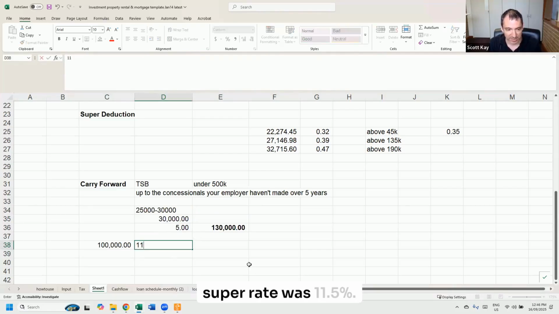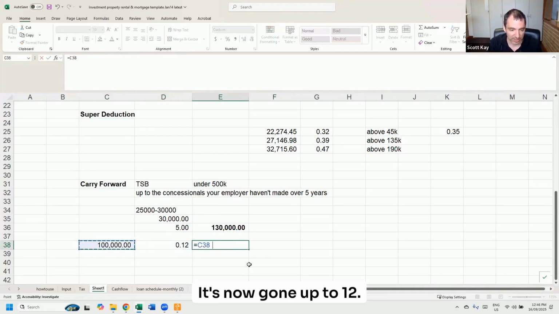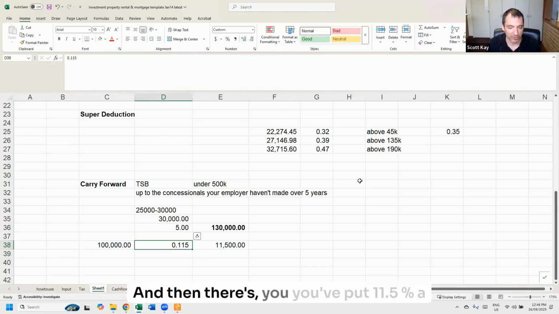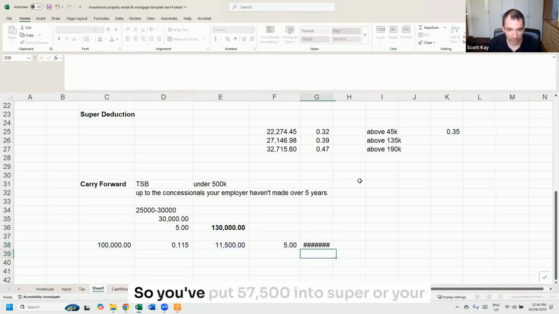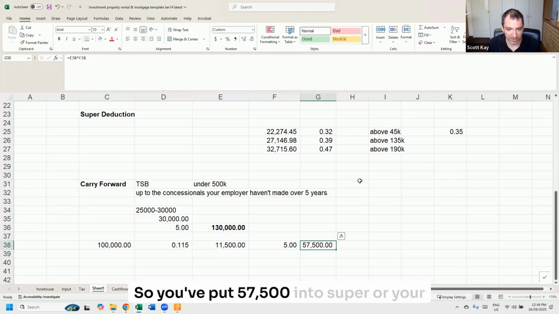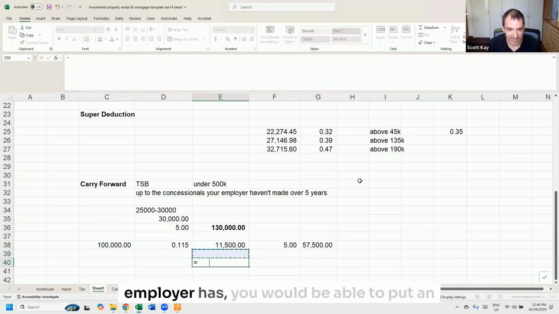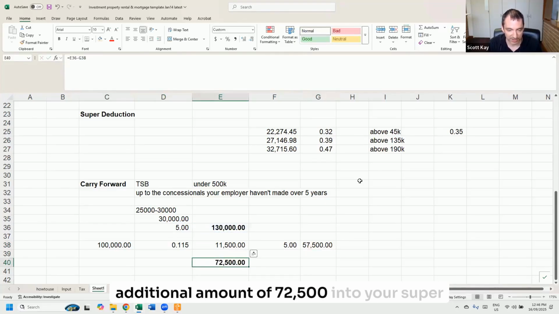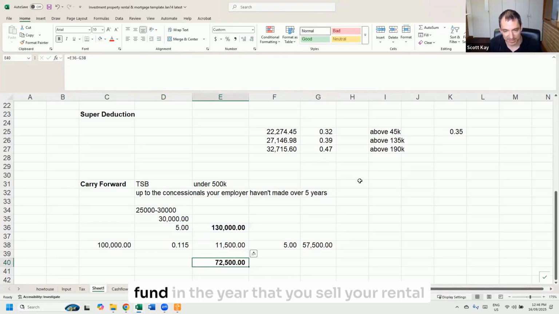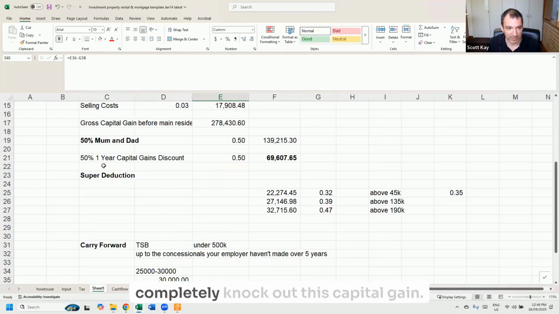and the average super rate was 11.5%. It's now gone up to 12. And then you've put 11.5% a year over 5 years. So you've put 57,500 into super, or your employer has. You would be able to put an additional amount of 72,500 into your super fund in the year that you sell your rental property. And so there would be the potential to completely knock out this capital gain.